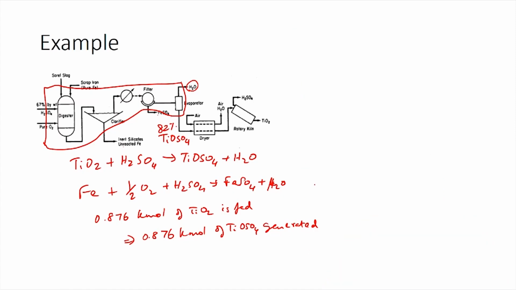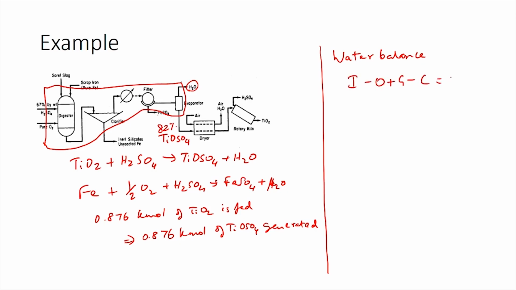Based on this information we can start writing a water balance equation. The water balance equation for the system which is chosen would start from input minus output plus generation minus consumption equals accumulation. At steady state there will not be any accumulation. Water is not being consumed by any of the reactions which are happening in the digester, that means the consumption term will go to 0. So, you are left with input, output and generation.